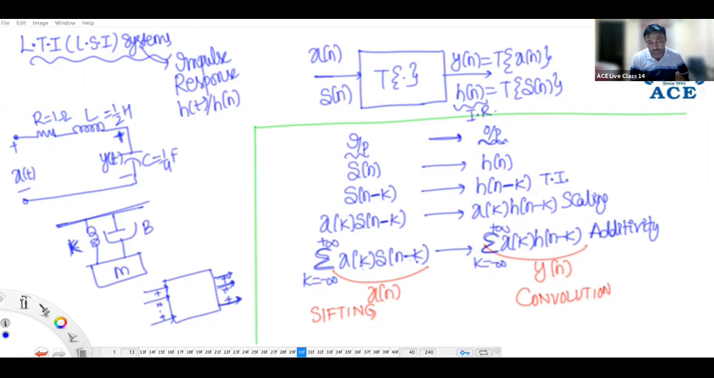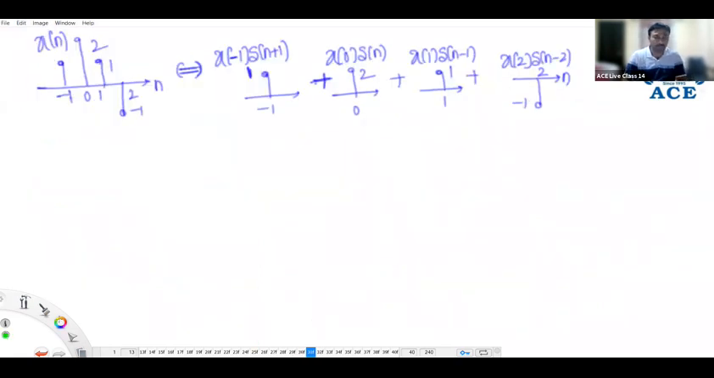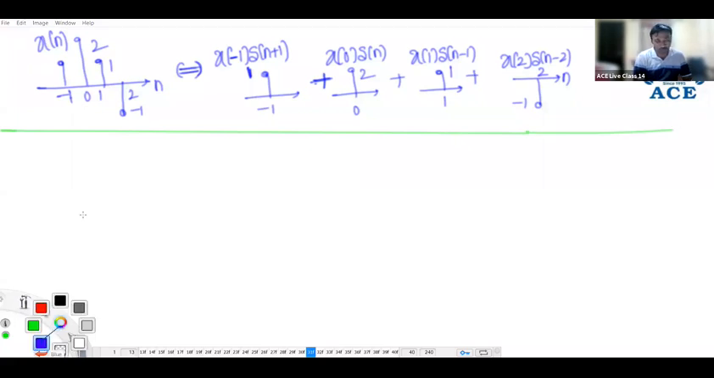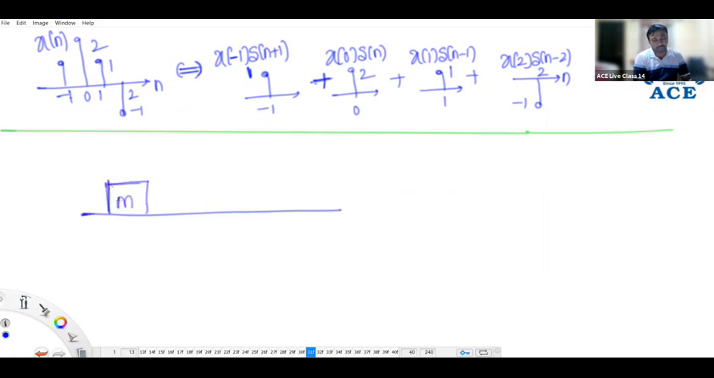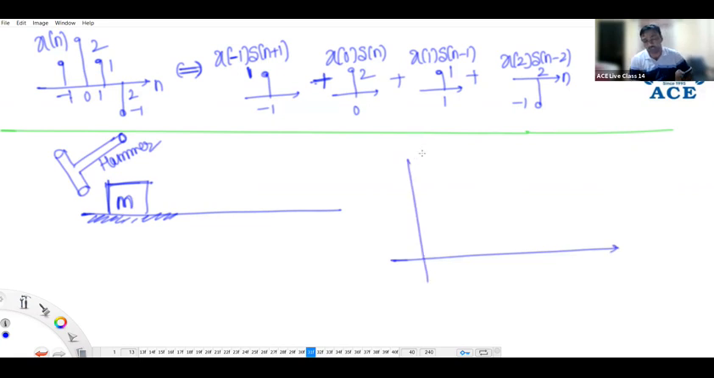What will convolution do? Suppose, for your easy understanding, a simple example I am giving. If I place a particular mass on a flat surface, the input to this is hitting the mass continuously with a hammer. You feel this like a hammer hitting the mass continuously. At every impulse you hit, you want to draw the velocity versus time graph, sir.